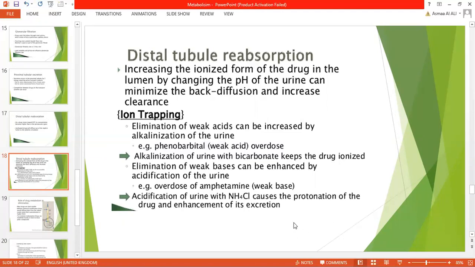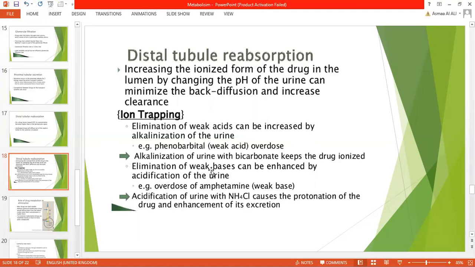For example, elimination of a weak acid can be increased by alkalization of the urine. For example, for patients taking a phenobarbital overdose, which is a weak acid, alkalization of the urine with bicarbonate keeps the drug ionized and then it is excreted.